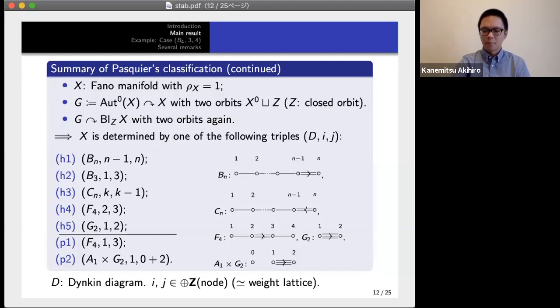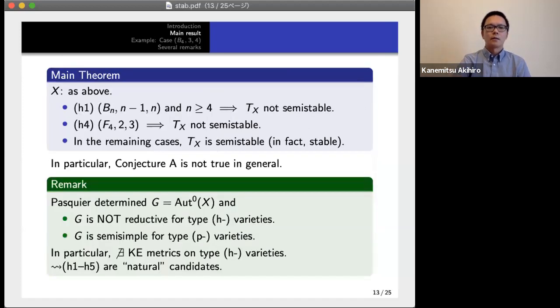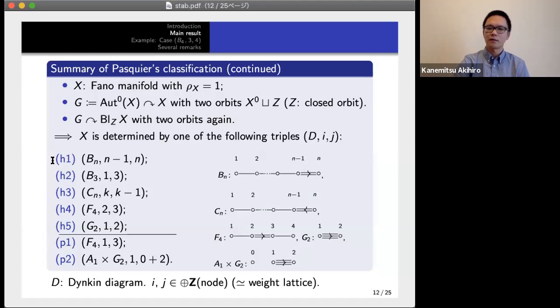And so now let me introduce the main theorem of this talk. Let X be a Fano variety as above, so one of these Fano varieties.